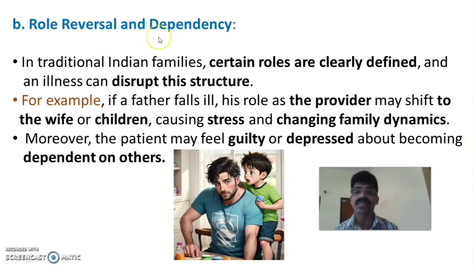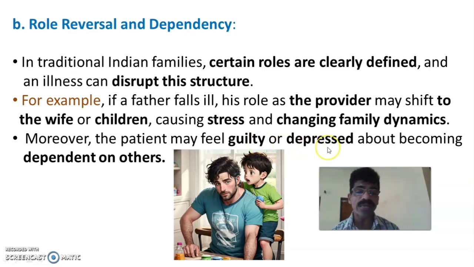Second point is role reversal and dependency. In traditional Indian families, certain roles are clearly defined. But when there is an illness in the family, those roles get disturbed. That disrupts the structure of the family. For example, if a father falls ill, his role as the provider in the family may shift to his wife, or sometimes to the children. That causes stress or strain on the children or the wife, and that may change the family dynamics completely.